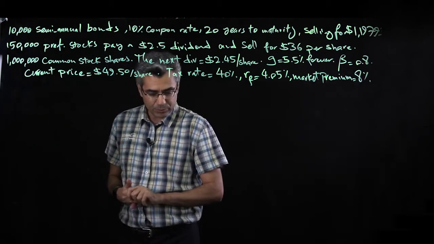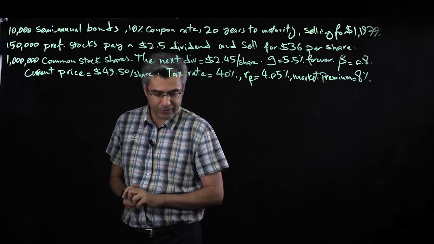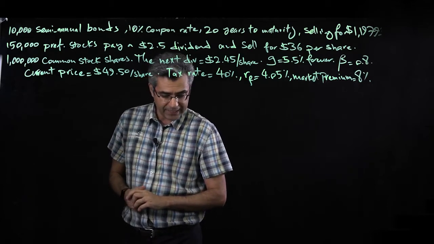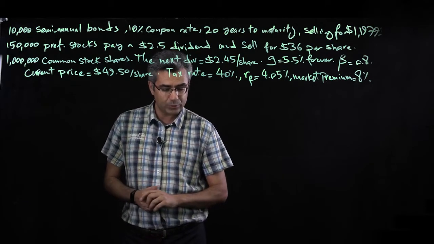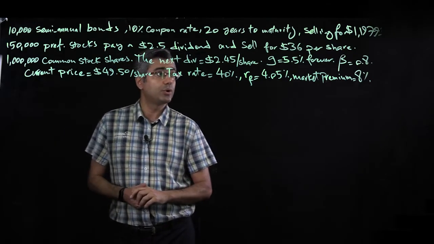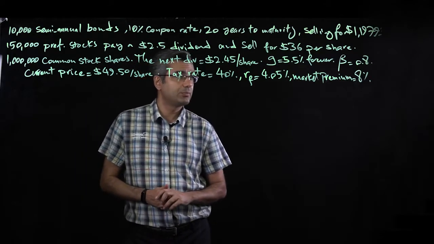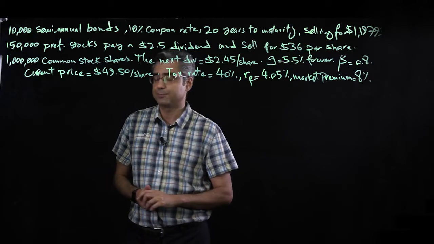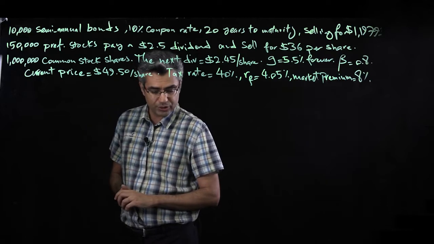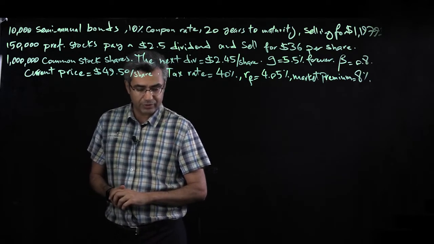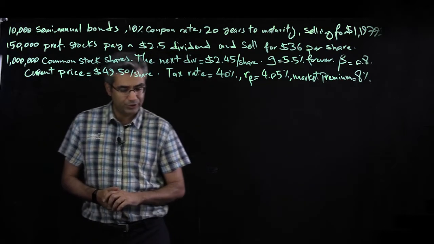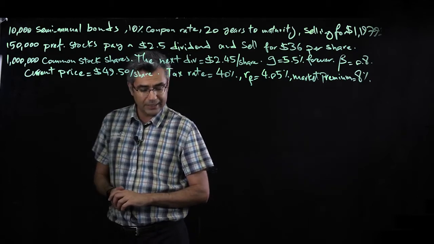A company has 10,000 bonds outstanding with a 10% coupon rate and semi-annual coupons. The bonds have a face value of $1,000, 20 years to maturity, and the bonds are selling now for $1,197.93. And the company's 150,000 shares of preferred stock pay a $2.5 annual dividend and sell for $36 per share.